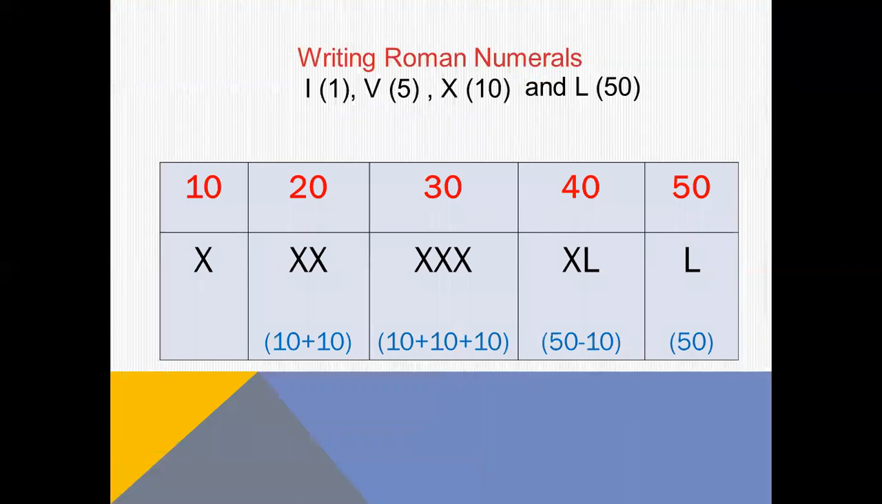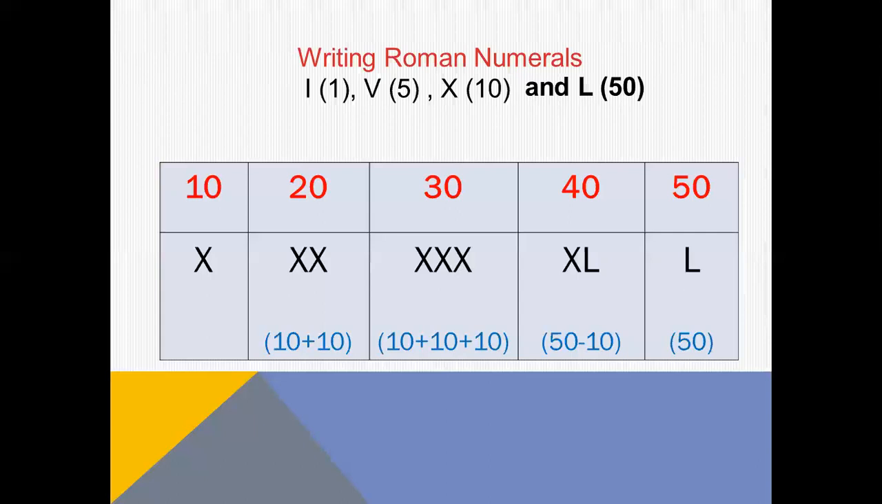We have already learned how the letters I, V and X are used to write the Roman numerals. Now we will use one more letter, that is L. Look at this chart. It shows us how the numbers 10, 20, 30, 40 and 50 are written. We have already learned Roman numerals from 1 to 19. Let us look at the number 20. It is written as XX. It means 10 plus 10.